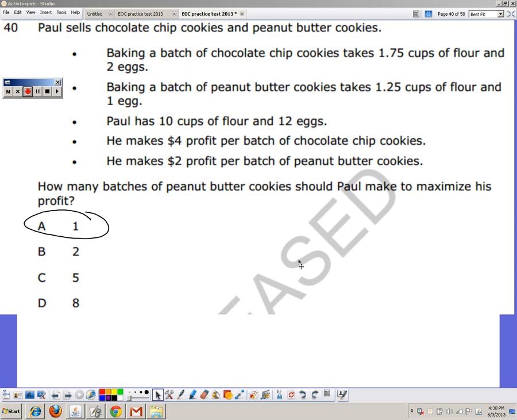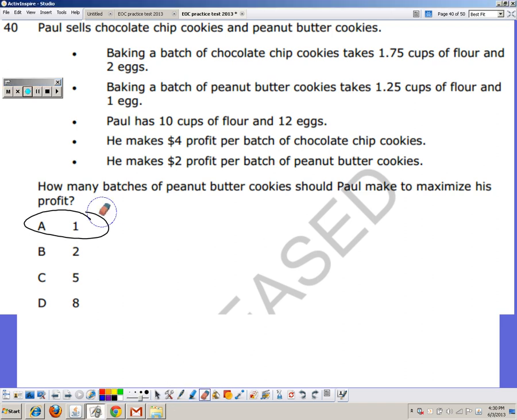Number 40 is another one of those that if you think your way through, there's very little, if any, math involved. They give you all this information about what you need to bake chocolate chip cookies and what it takes to bake peanut butter cookies. They tell you that Paul has 10 cups of flour and 12 eggs. He makes $4 profit for chocolate chips and $2 per batch for peanut butter. How many batches of peanut butter cookies should Paul make to maximize his profit?